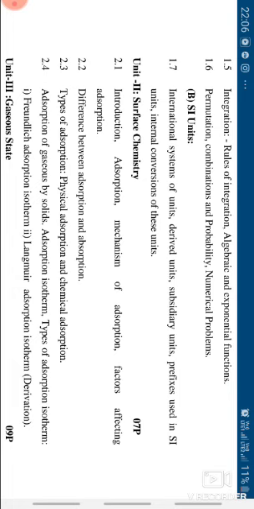What is meant by adsorption? What is meant by absorption? What is the difference between these two? That is very important. Also, there are two types of adsorptions, and these can be differentiated, and these are physical adsorption and chemical adsorption.